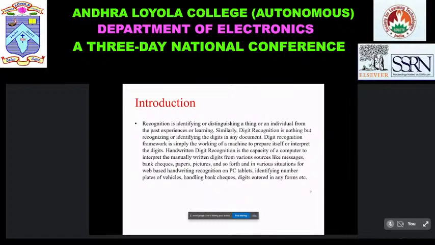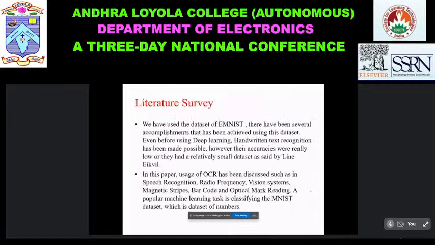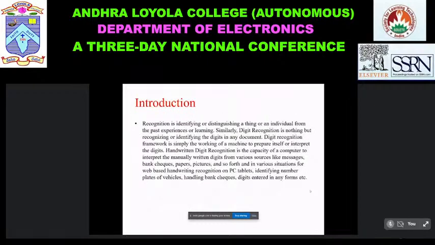We have used digits ranging from 1 to 9, and the main tasks involved are: we downloaded the MNIST data set, and then we pre-process this data set. Then we train the classifier that can characterize the handwritten digits, and then we apply the model and test the data set. The MNIST data set, we have taken from Kaggle, and this data set contains 60,000 training images, and we take 10,000 as testing images.